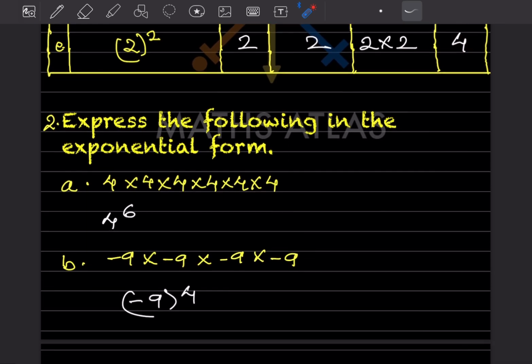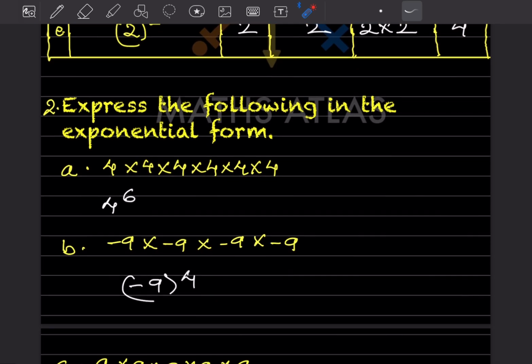Now here they said express the following in the exponential form. This is already given, so you have to write it in the exponential form. How many times do you have 4? 1, 2, 3, 4, 5, 6. So you write here 4 raised to 6. Again for this one, 1, 2, 3, 4. We can put a bracket because this is minus 1 raised to 4.